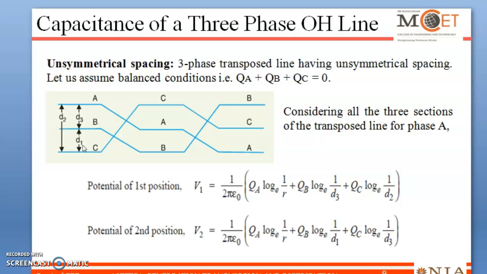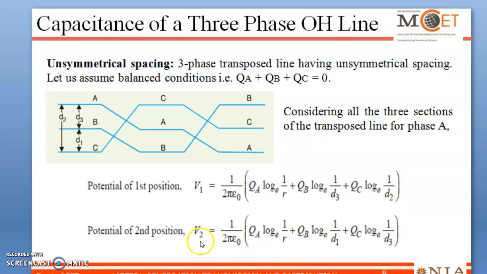Okay. So first position. In the inductance equations we considered the same for unsymmetrical lines, so that concept is used here. First line, second line and then third line. So for the first position, V1 is calculated as 1 by 2 pi epsilon naught times QA log E 1 by R, plus QB log E 1 by D3, plus QC log E 1 by D2.